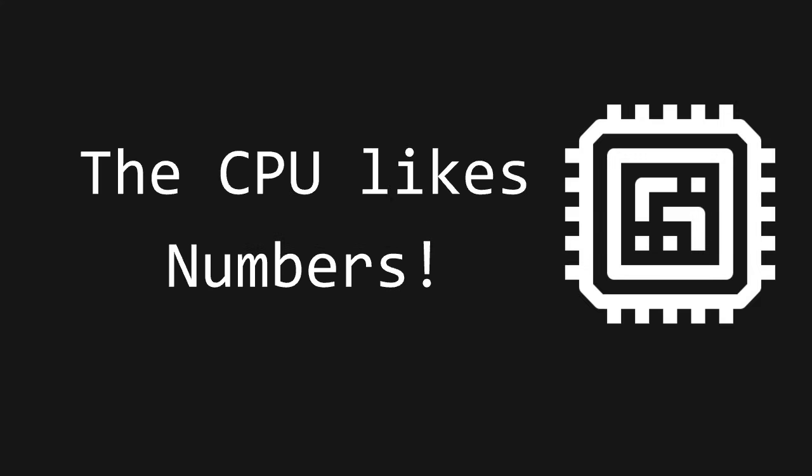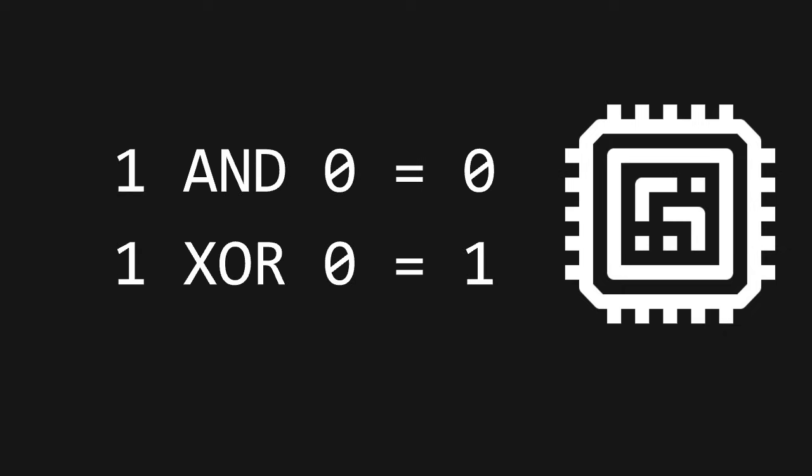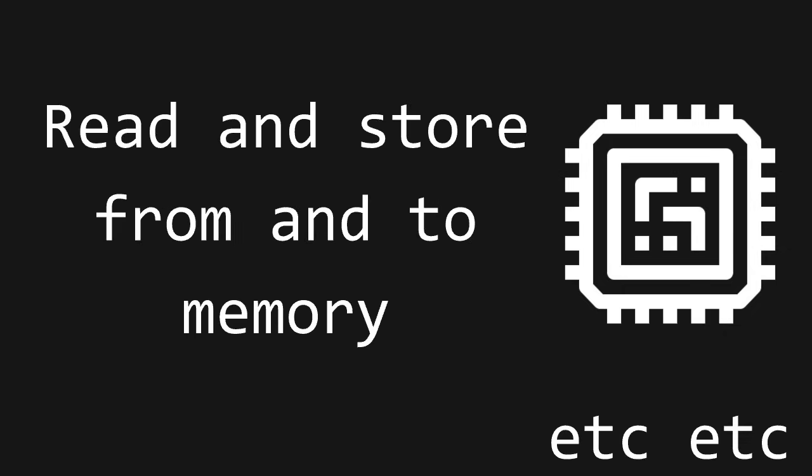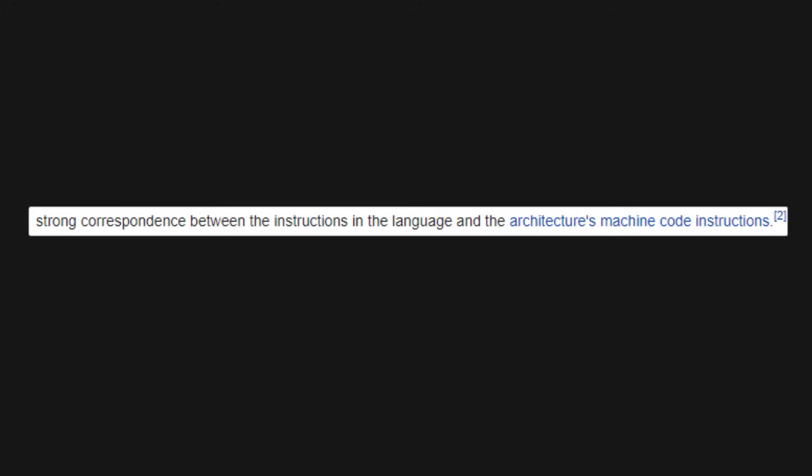The operations performed by the CPU usually have to do with numbers. It can perform arithmetic operations between two numbers, bitwise logical operations, it can store a number in memory, but how can we control these operations? Here comes assembly. Assembly is a low-level programming language, which means, as you might know, that its instructions are very close to those directly understood by the CPU. Assembly code can be compiled to a binary file, which is the actual code the machine understands.